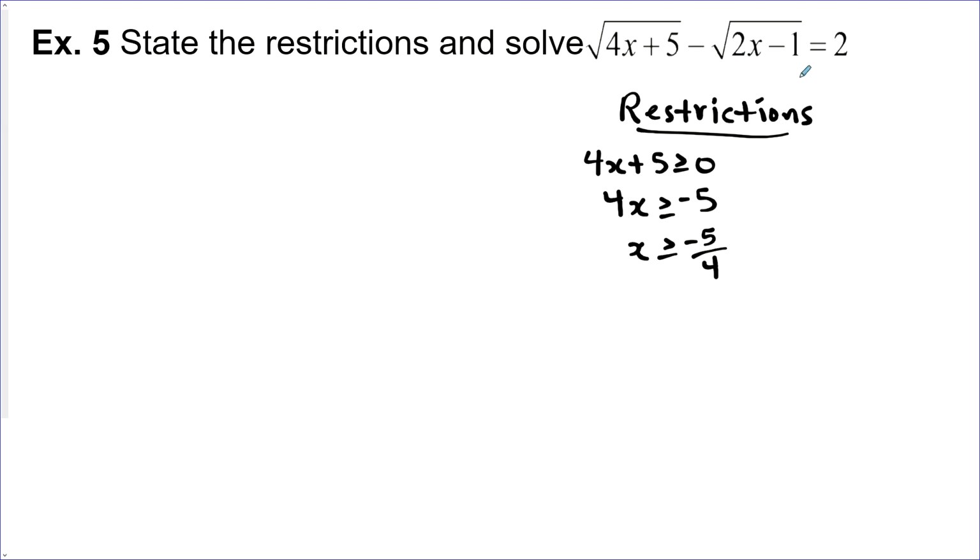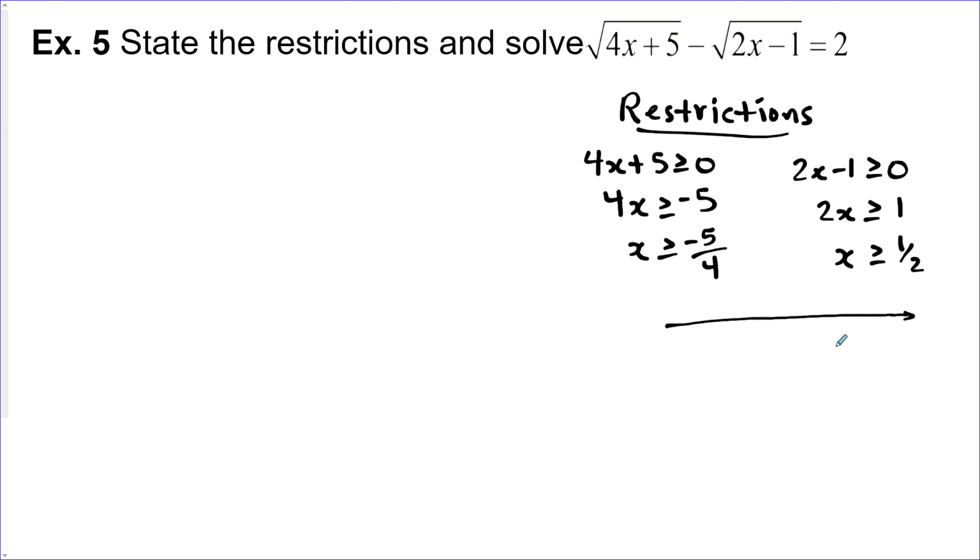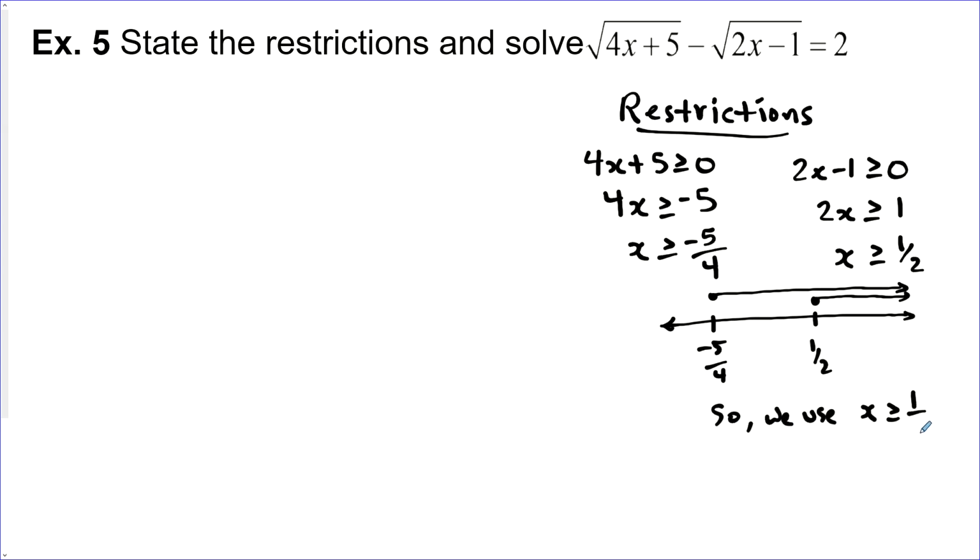Now we need to look at this one. So 2x minus 1 is greater than or equal to 0 as well. Add 1 on both sides, and divide by 2 on both sides. x is greater than or equal to 1/2. Let's put it on a number line so we can visually see what's happening here. We've got negative 5 over 4, and we've got 1/2. One of the restrictions is like this, and the other is like this. So where are they both satisfied? In this interval. So we use x is greater than or equal to 1/2.